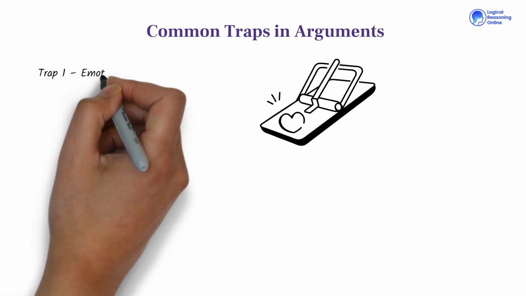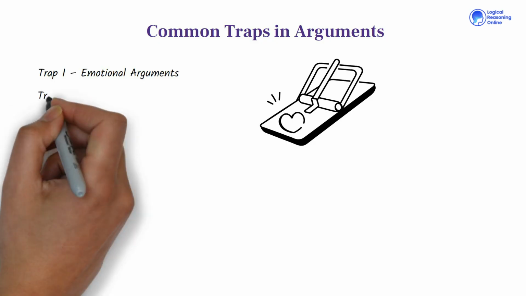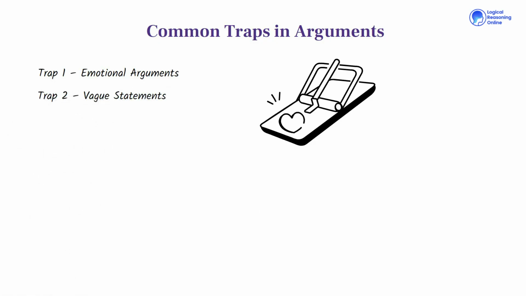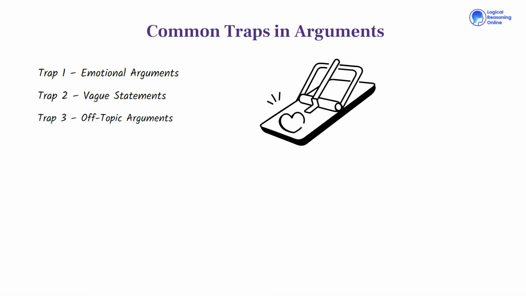Number 1. Emotional arguments. This is unfair. It should be banned. Sounds passionate, right? But it has no reasoning. Number 2. Vague claims. Everyone thinks so. Who is everyone here? No details, no logic. Number 3. Off-topic arguments. We should use solar energy because trees are green. Wait, what? That doesn't even match the topic.